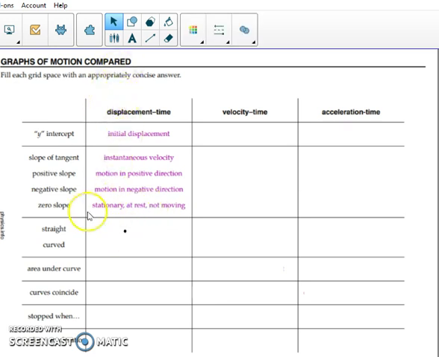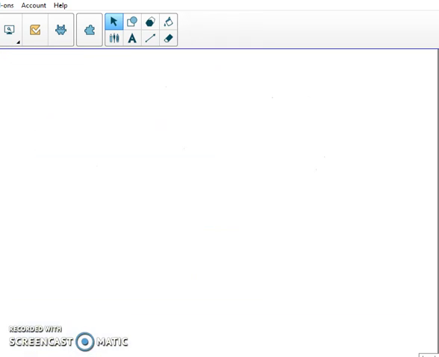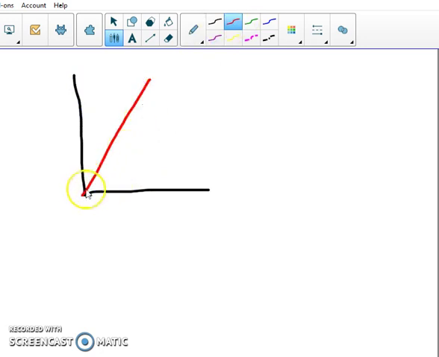Now, if the line is straight, that means you have a constant velocity, and if it's curved, it means you have a changing velocity. And let me show you what that means. If you have a velocity that looks like this, that means your slope, aka velocity, is the same throughout this whole thing.